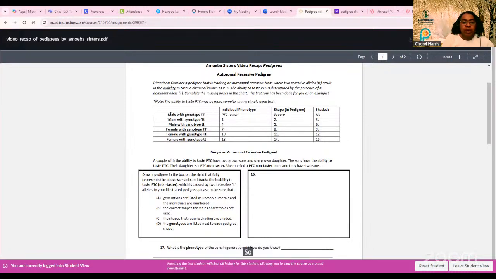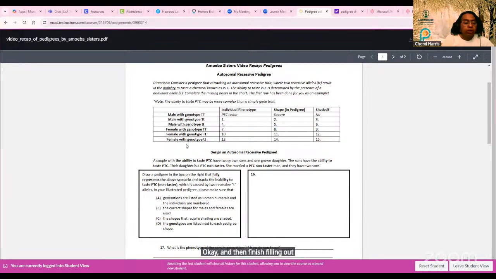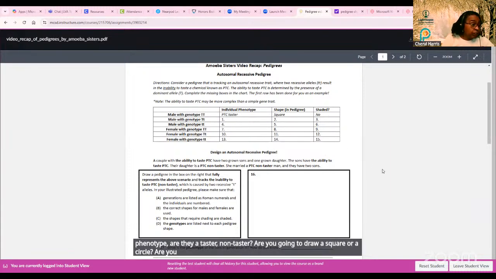Okay, and they did the first row for you. So if it's a male, and he has two capital T's, that's his genotype, he is a taster. And if you're drawing a chart, he's going to be a square. And because he doesn't have the recessive trait, we're not going to shade his box. Then finish filling out all the rest of the chart based on the genotypes they've given you. Decide what their phenotype is: are they a taster or non-taster? Are you going to draw a square or a circle? Are you going to shade it or not shade it?